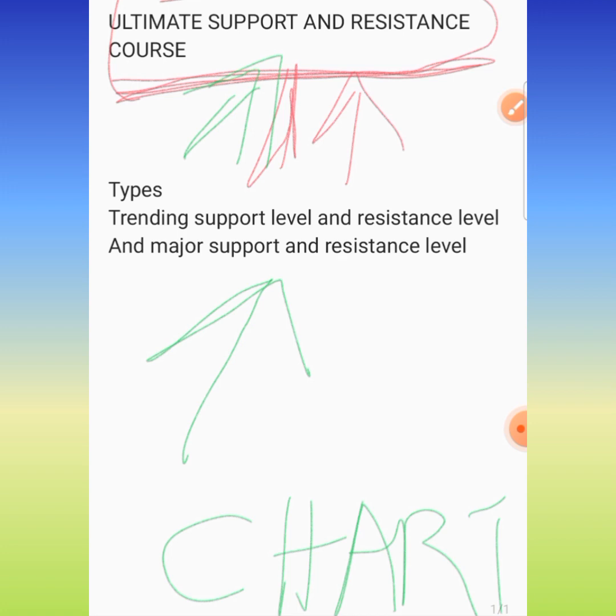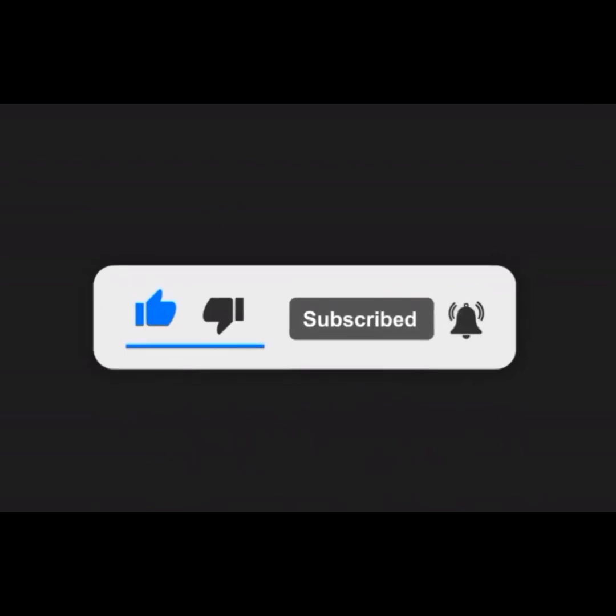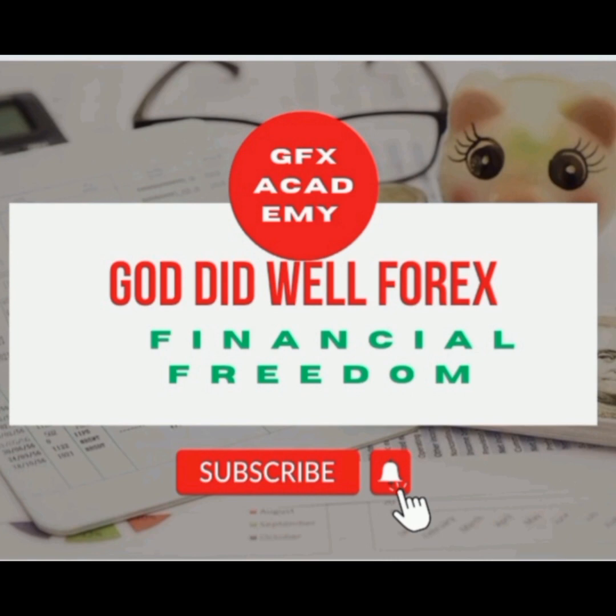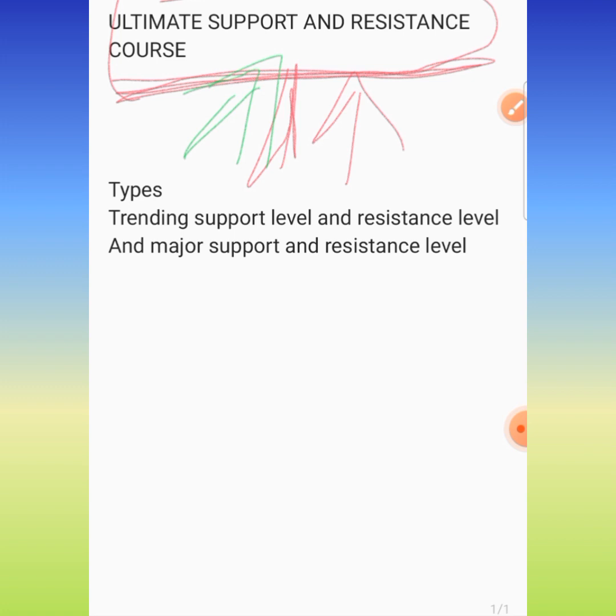Support levels can be broken and turned into a resistance level, and a resistance level that is broken is turned into a support level. That is what I mean by trending support levels and resistance levels. It's very important to understand this concept because around the world, the professionals are looking at these levels. The market always tends to behave in specific ways around these levels, so you don't have to joke with it in your trading.